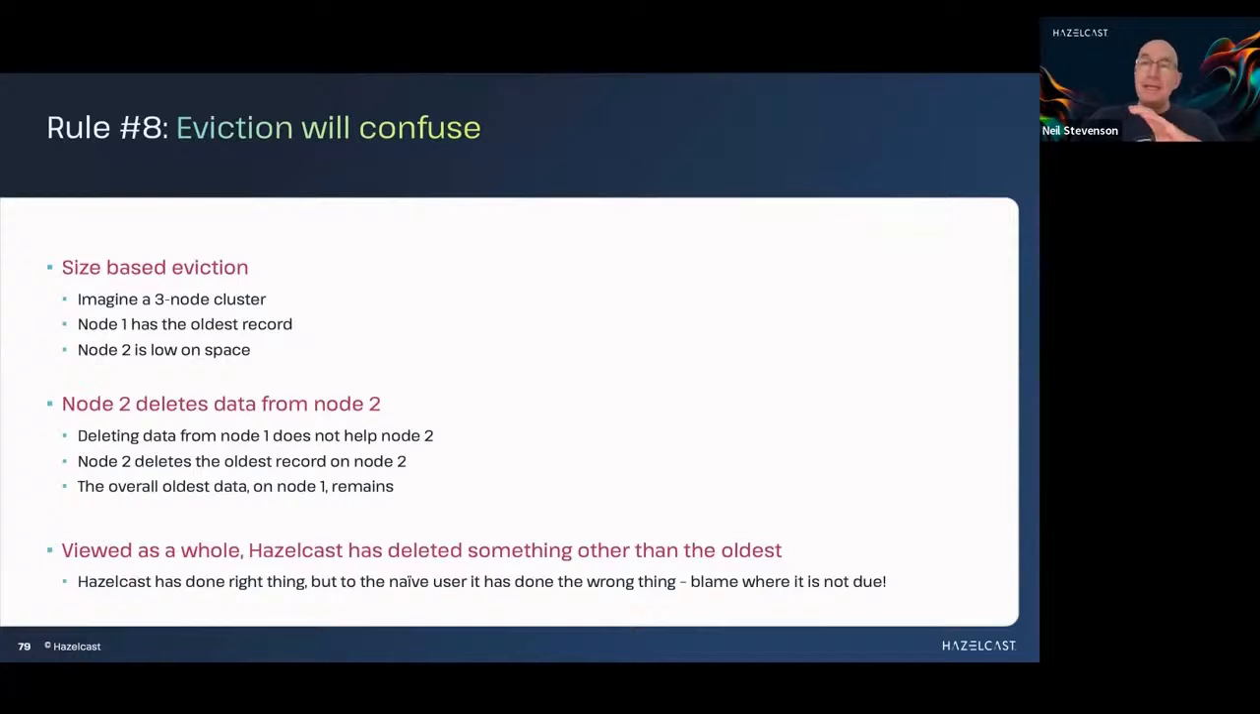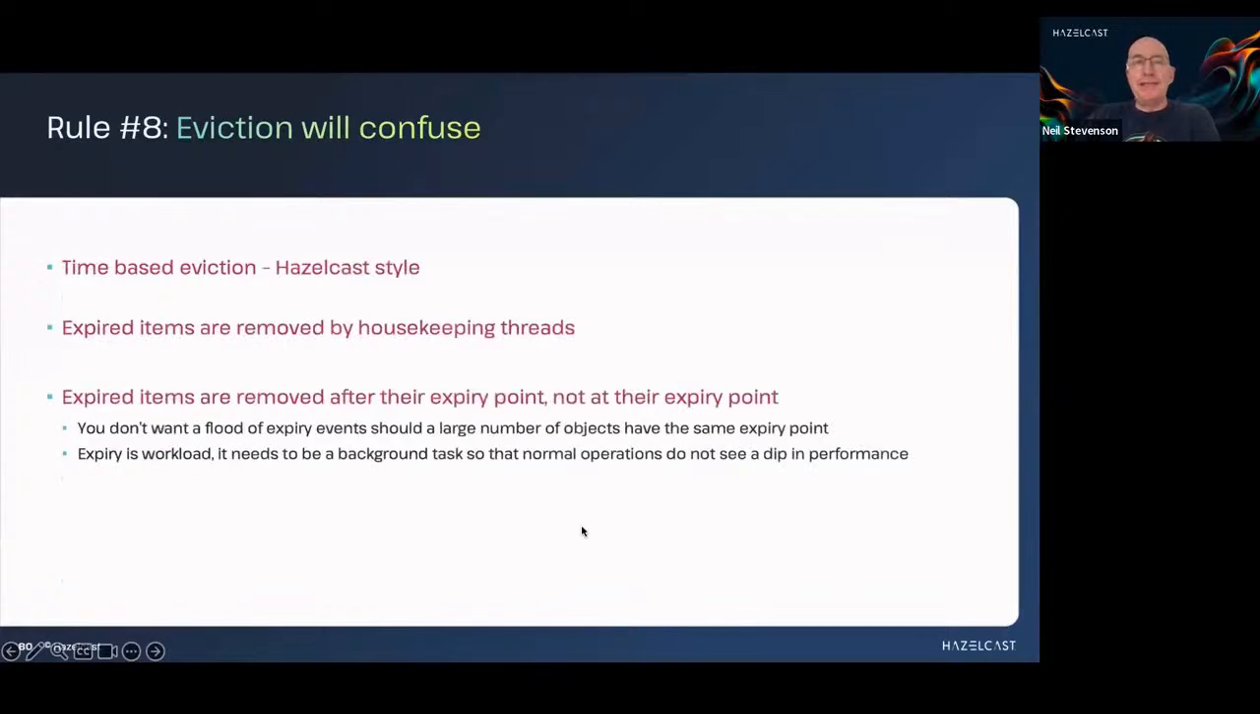So Hazelcast has deleted the oldest on that local member, which is not necessarily the oldest overall. Typically on eviction, you want rid of the oldest, the least frequently used, or the least recently used. But as a whole, that can be a bit confusing. It makes sense once you understand, but it doesn't make sense.